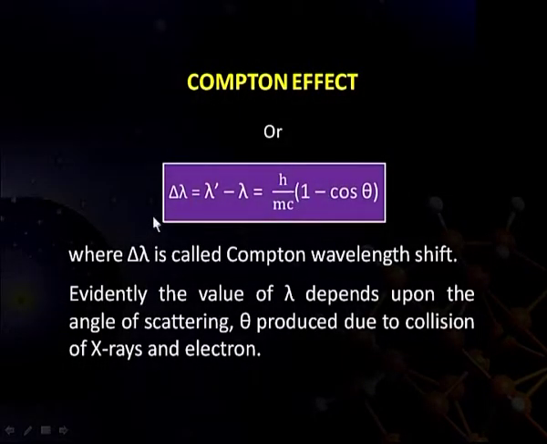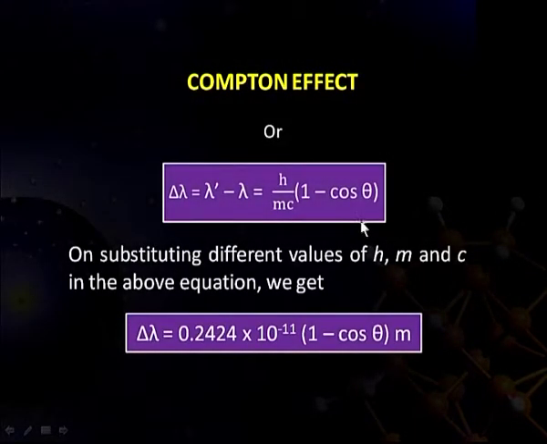Or we can write this: delta lambda is equal to lambda dash minus lambda is equal to h upon mc into 1 minus cos theta, where delta lambda is called the Compton wavelength shift. Evidently, the value of lambda depends upon the angle of scattering theta produced due to collision of X-rays and electron. On substituting different values of h, m and c in the above equation, we can get delta lambda is equal to 0.2424 into 10 raised to the power minus 11 into 1 minus cos theta m.